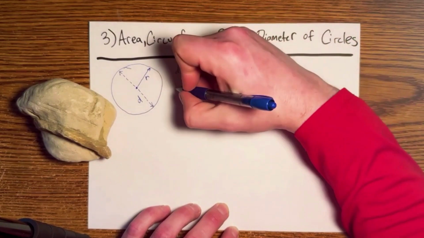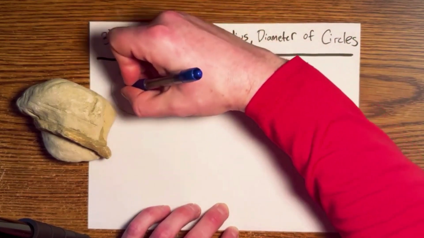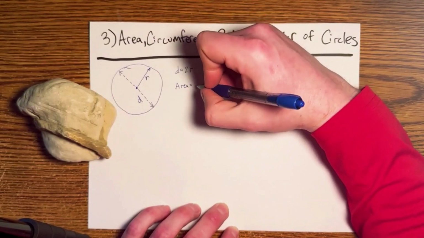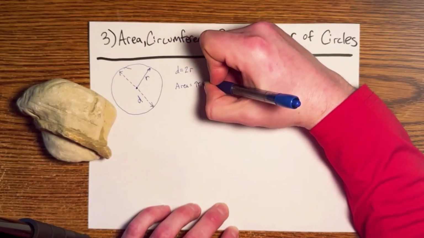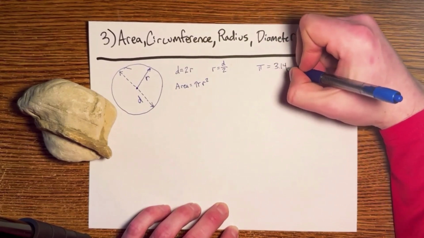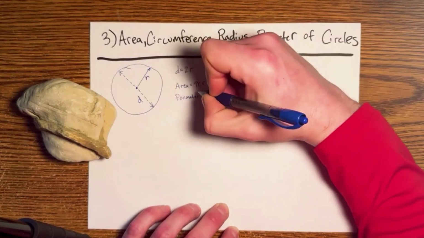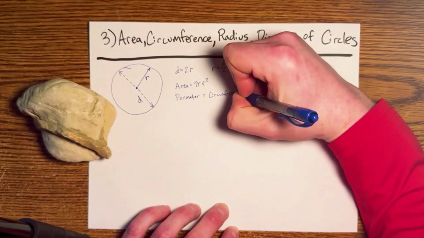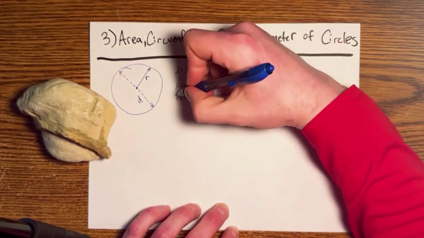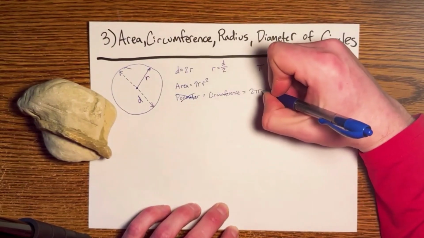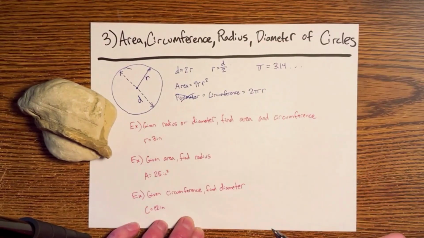The area of a circle, the interior portion here, we will be given that as pi r squared. You may remember that pi is equal to 3.14. Perimeter of a circle is what we call the circumference, but essentially the same thing. And the circumference is going to be 2 pi r. 3 quick problems to run through.